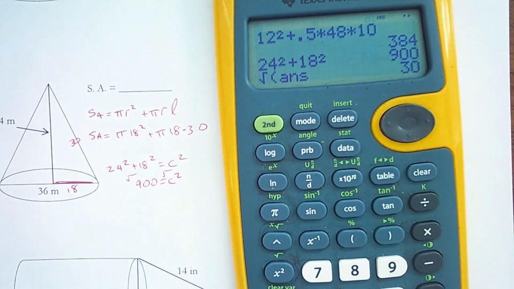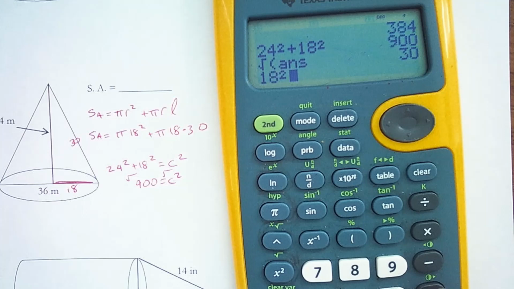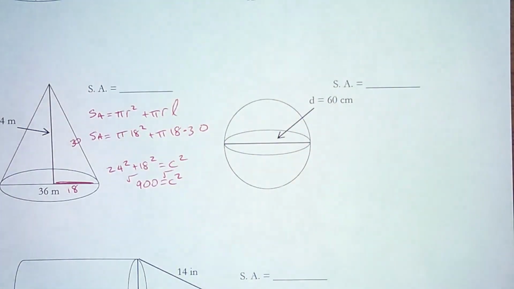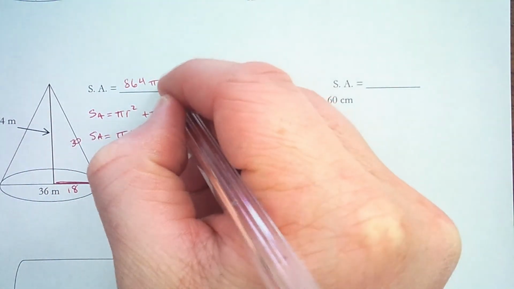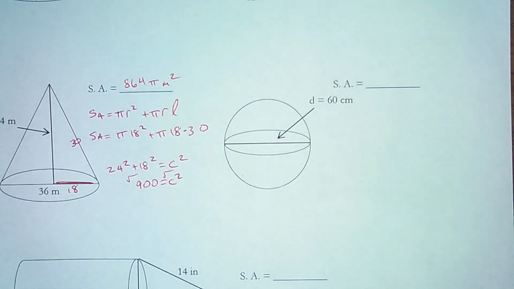Everything but the pi in the calculator will give us an exact answer. 18 squared plus 18 times 30 is 864. So we have 864 pi meters squared.